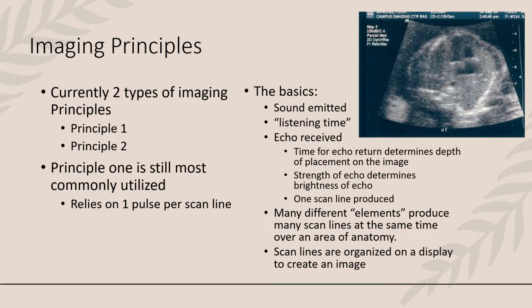If we look at principle 1, it's still the most commonly used, and the idea behind principle 1 is that your transducer, or each part of your transducer, is going to emit one sound wave, wait and listen for the echoes back from that sound wave before it releases another sound wave. So if we have a transducer that looks something like this, a little element here is going to produce a sound wave, wait for that sound wave to echo back, and then that particular element would produce a single imaging line like you might see up over here.